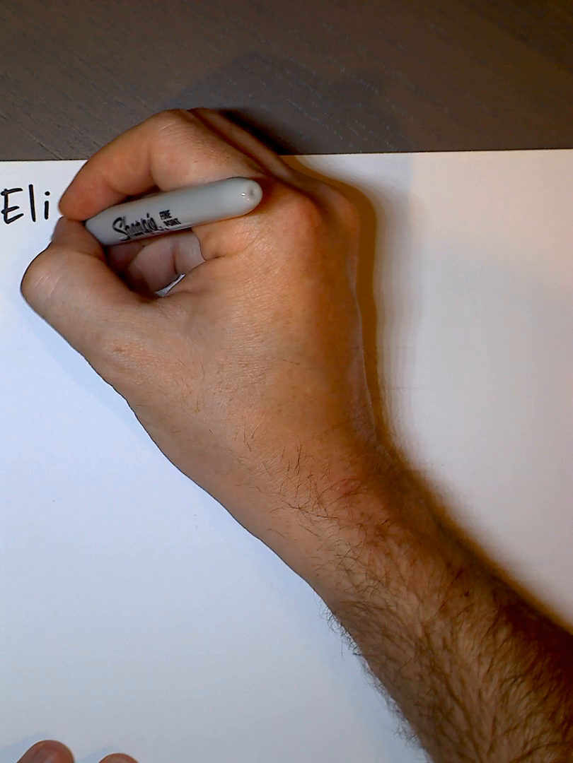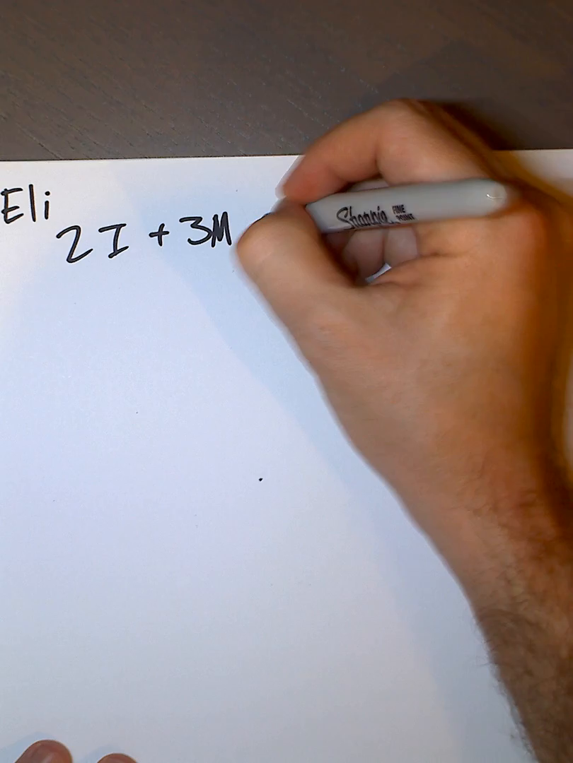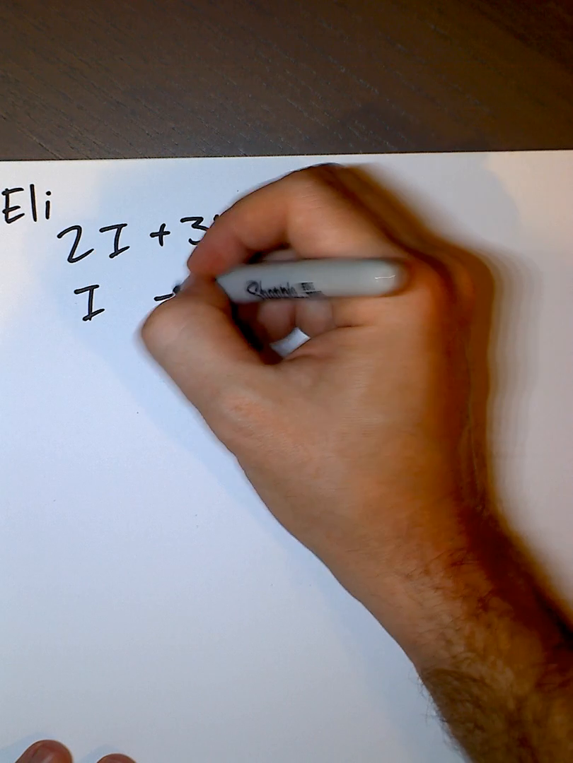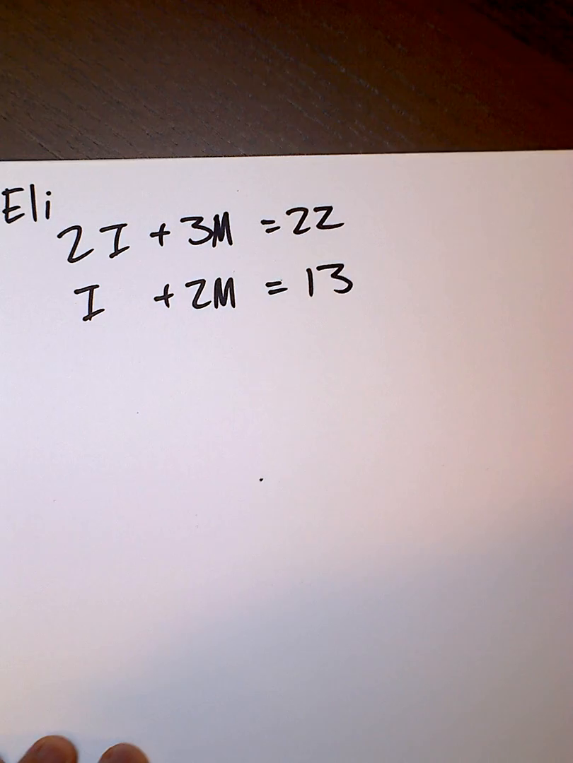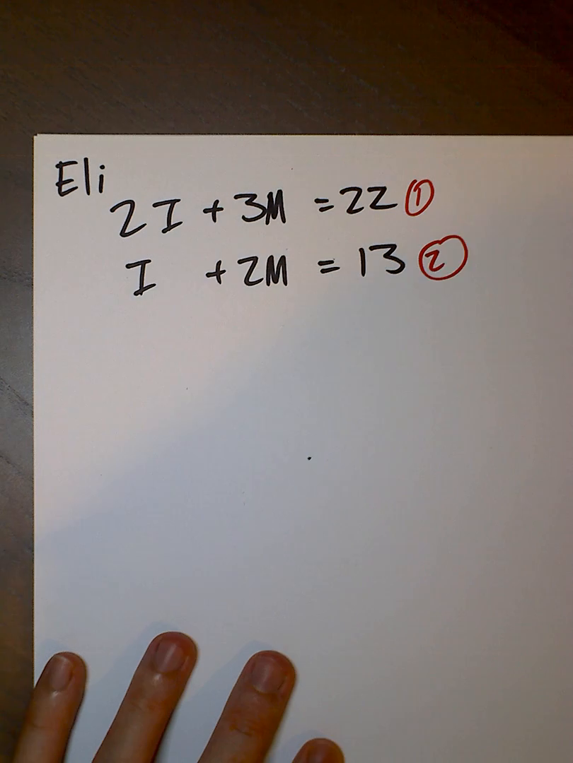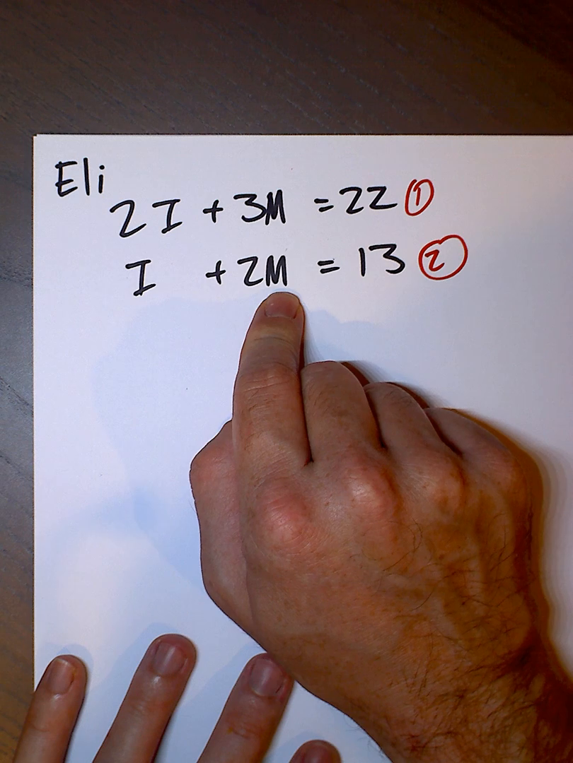A little bit more advanced. 2i plus 3m equals 22, and i plus 2m equals 13. Okay, now we're going to start the exact same way. This is 1, this is 2. Now I want to eliminate one of these from each other.